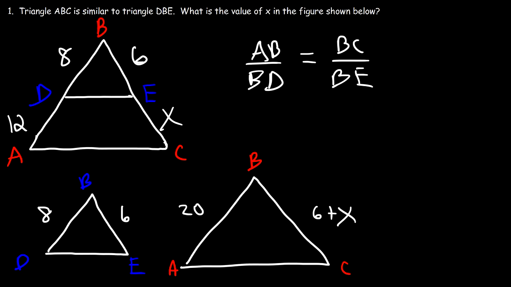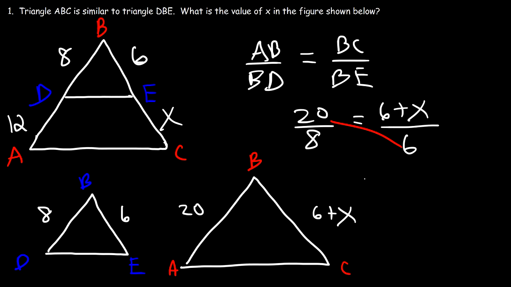So let's calculate the value of x. So AB is 20 and BD is 8. BC is 6 plus x and BE is 6. So let's cross multiply. 20 times 6 is 120. And then 8 times 6 plus x, we need to distribute. 8 times 6 is 48. And 8 times x is 8x.